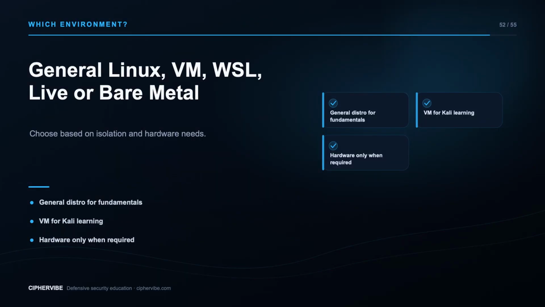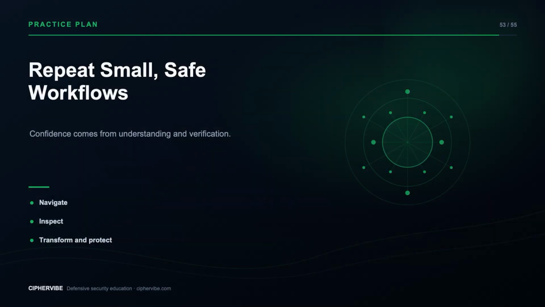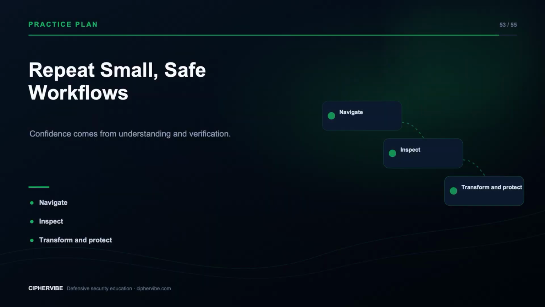For general Linux fundamentals, a mainstream distribution may be easier. For Kali learning, an official VM offers isolation and snapshots. WSL and containers are convenient but differ from a full system. Bare metal matters mainly when hardware access requires it. Practice by creating disposable directories, navigating with absolute and relative paths, inspecting text, connecting commands with a pipe, redirecting output, and applying narrow permissions. Explain every step aloud, then remove only the lab you deliberately created.